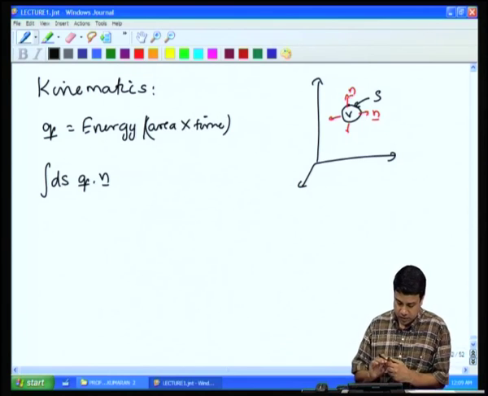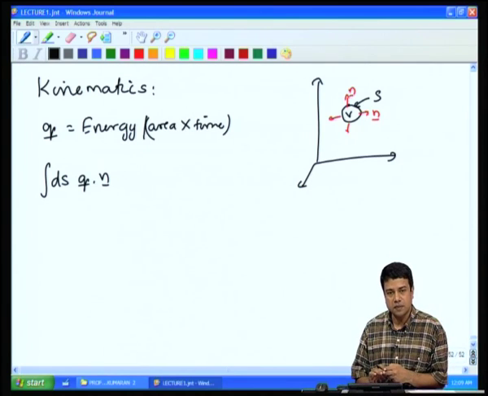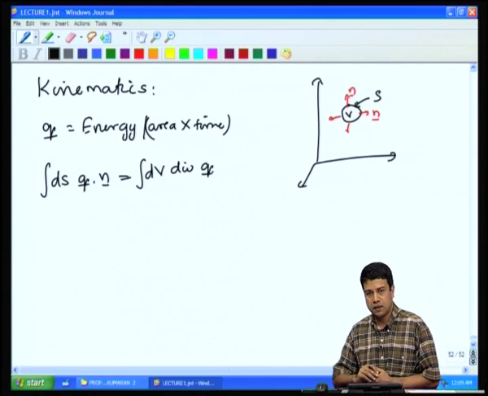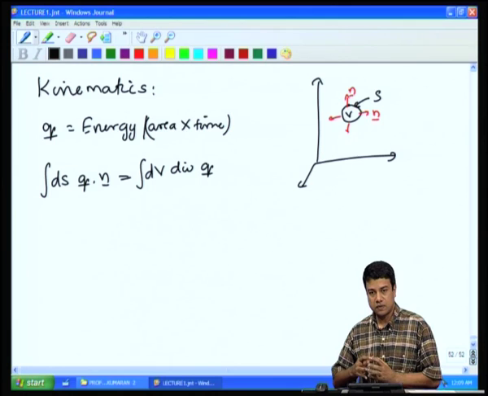Okay. And you know by the divergence theorem that this can be written as the integral over the volume of the divergence of q. Okay. Note that this is an integral. It tells you how much net energy is coming out from inside the surface to outside. Okay. If there is no net energy source within the surface, there is no energy that is coming out from inside to outside. Therefore, the integral over the volume of divergence of q has to be equal to 0.